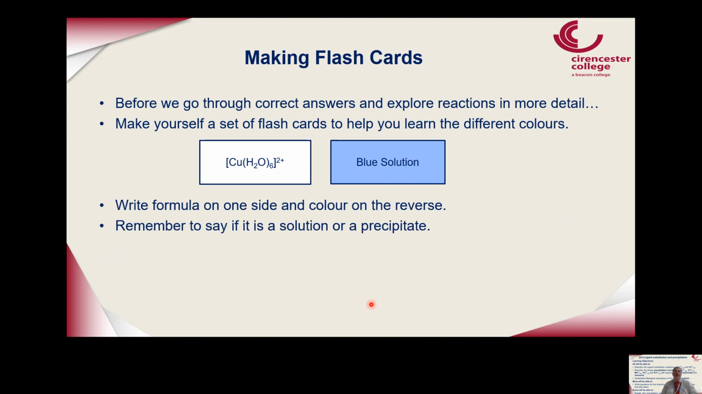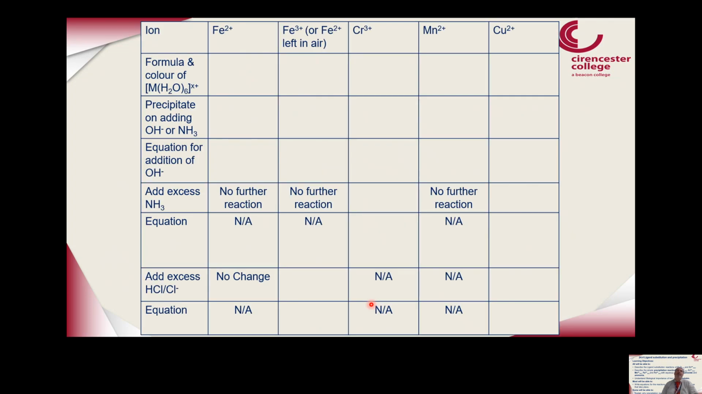Formula on one side, color on the reverse. Remember to say if it is solution or precipitate. Right, so let's go through the reactions. When you have done practical 27, you should get results that are similar to this. So we will go through them carefully. I'll make them appear one at a time, and you can check them off. Check off yours as you do them, and then make these into flashcards.